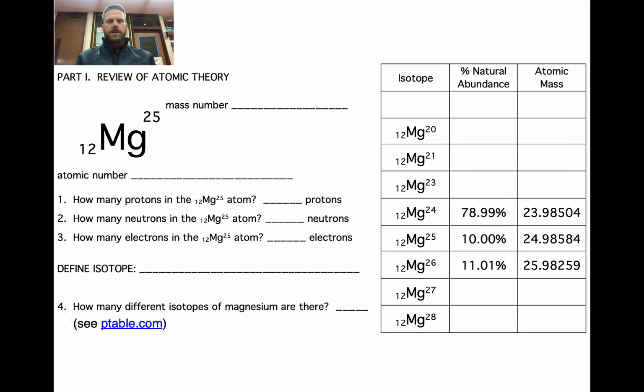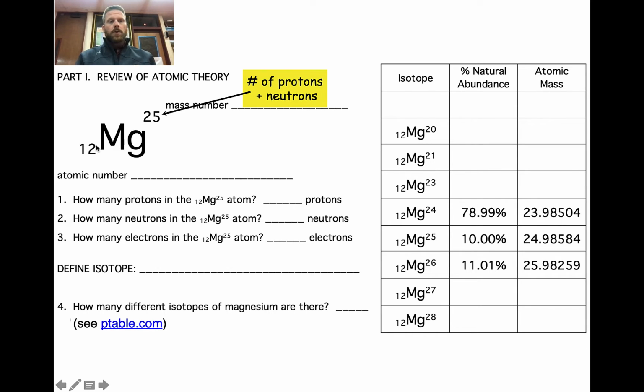Let's continue our discussion of atomic theory and the quantum model of the atom by reviewing the concepts of isotopes and the atomic mass number that can be found on the periodic table. This notation should be familiar. The Mg is simply the symbol of the element, in this case magnesium. The number in the upper right-hand corner represents the mass number. The mass number is the number of protons plus neutrons in the nucleus of this atom.